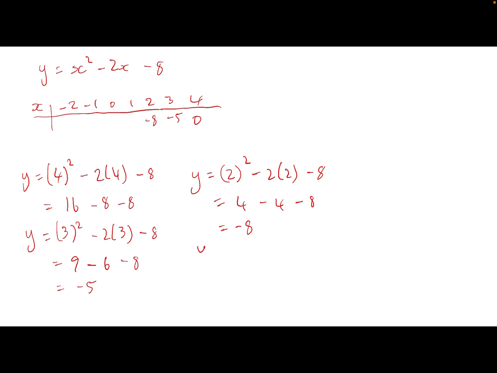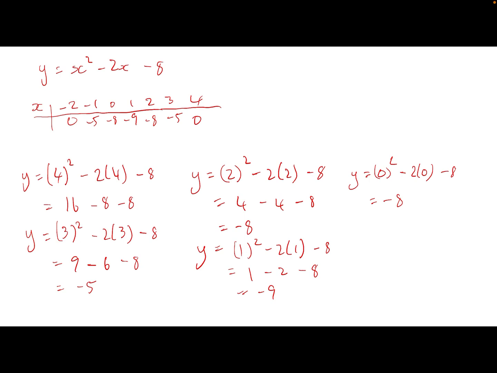You can use a calculator for this as well, guys. But you need to understand BIDMAS, because if you don't, you'll get it wrong, so use these little brackets. Minus 2 times 1 minus 8. So that's going to be 1 minus 2 minus 8. That's going to be negative 9. And if I put 0 in, y is going to be equal to 0 squared minus 2 times 0 minus 8. That's going to be minus 8. Can you see what's happening? There's the pattern, so I'm going to speed up by just using the pattern.